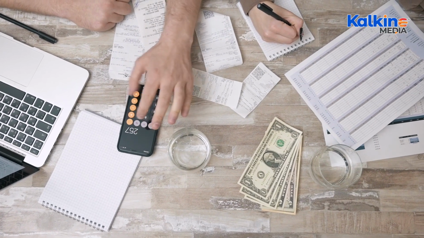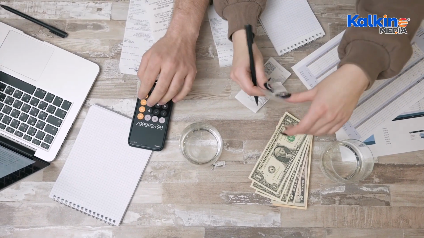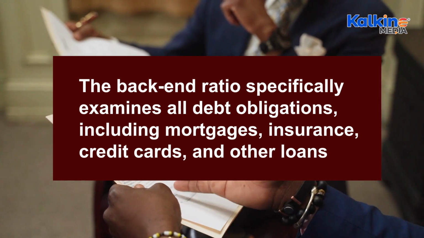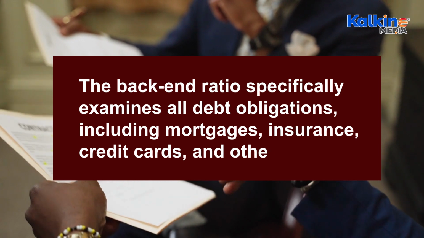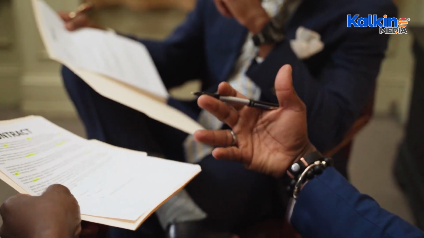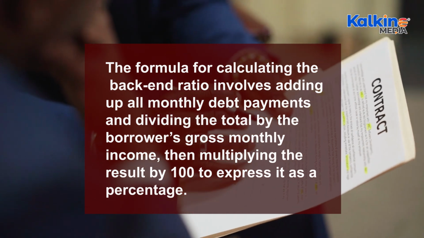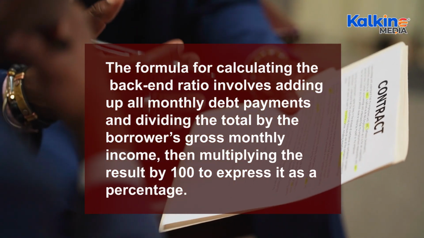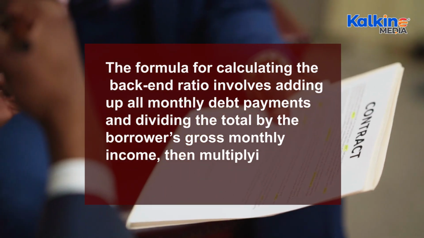Lenders often use the back-end ratio in conjunction with the front-end ratio, which focuses on housing-related payments. The back-end ratio specifically examines all debt obligations, including mortgages, insurance, credit cards, and other loans, in relation to a borrower's gross monthly income. The formula involves adding up all monthly debt payments and dividing the total by the borrower's gross monthly income, then multiplying the result by 100 to express it as a percentage.